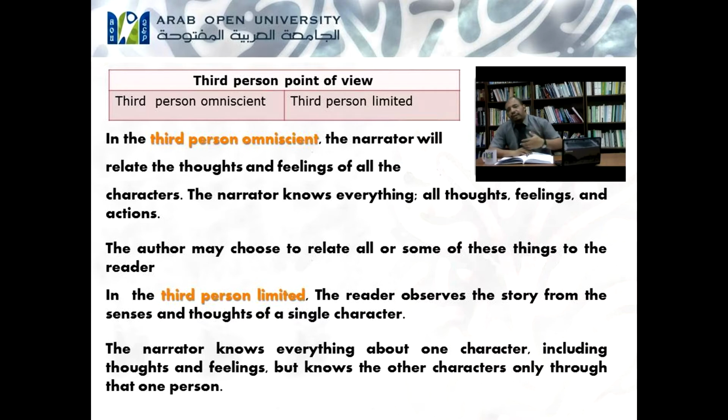With the omniscient, the word omniscient in itself is very revelatory of the role that the third person omniscient narrator plays. He is all seeing, all knowing. Okay, he has complete access to the different characters, their feelings, their views of life. So with the third person omniscient narrator, you have complete access to the minds of the different characters.